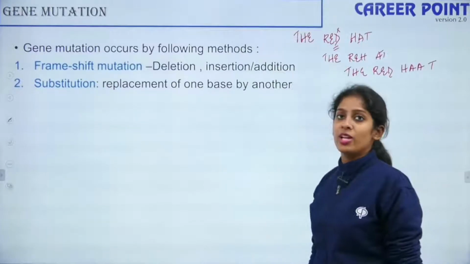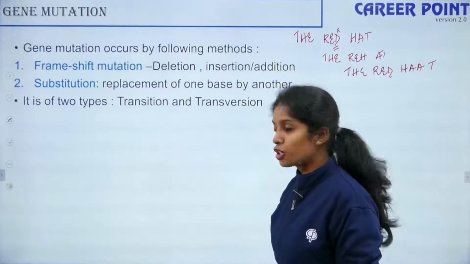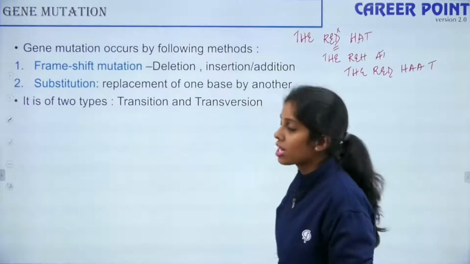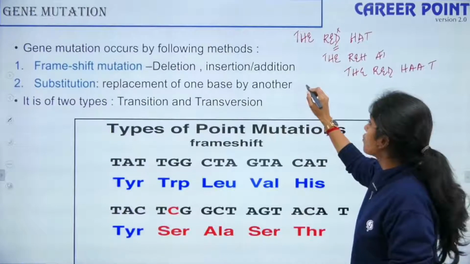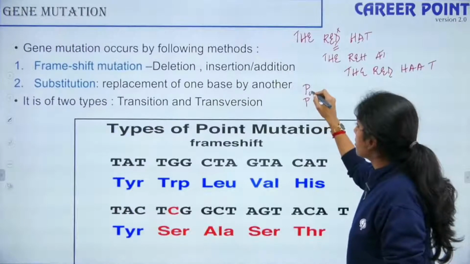So substitution, when you replace one by another, it is substitution. So substitution can be of two types, transition and transversion. So your nucleotides are of two types, one is purines and one is pyrimidines.